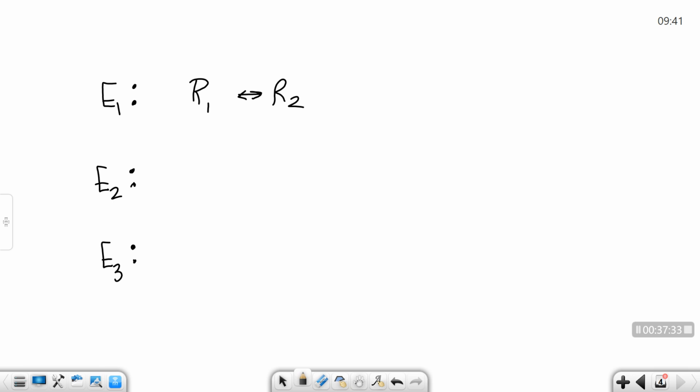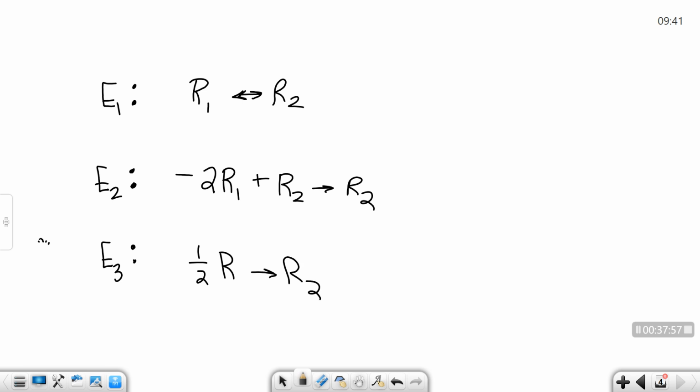Okay, that's an operation that we're allowed to do. Another one, these are just some generic ones I'm coming up with. We could say 2 times row 1 and add that to row 2, and that gives me a new row 2. That's an operation we can do. Another operation is 1/2 row 2, and that gives me a new row 2. You'll say, where are you coming up with these? These are just random examples of elementary row operations.